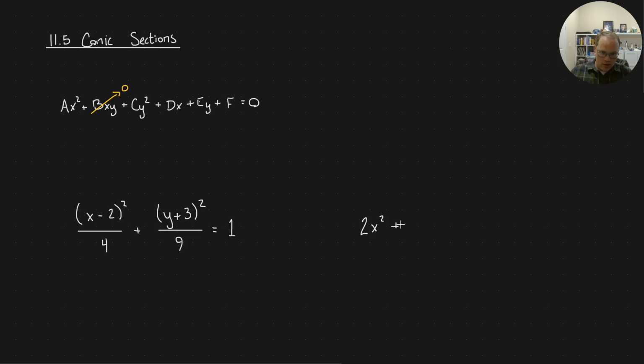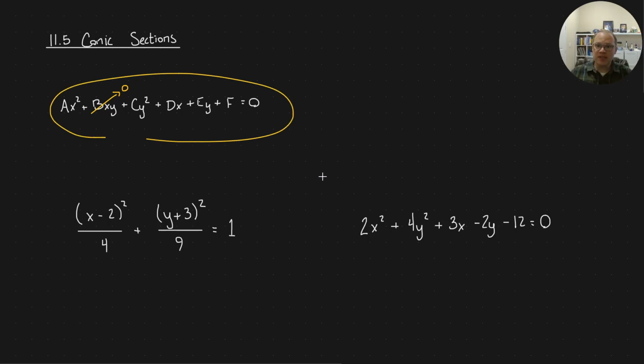2x squared plus 4y squared plus 3x minus 2y minus 12 equals 0. Now this is also a conic section. It fits this form, but what kind of conic section is it, and what are the properties?